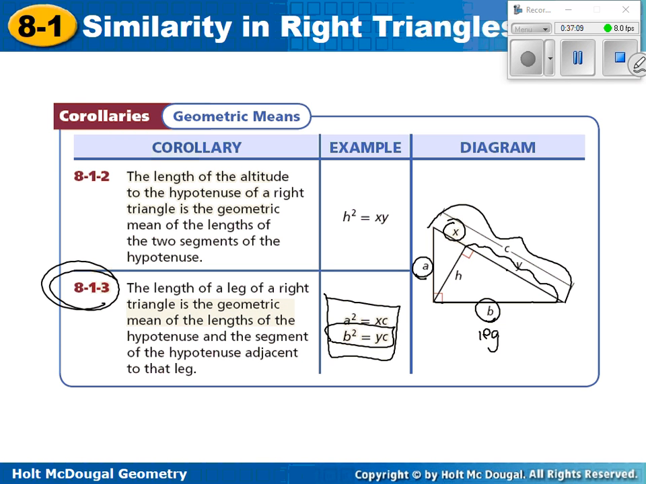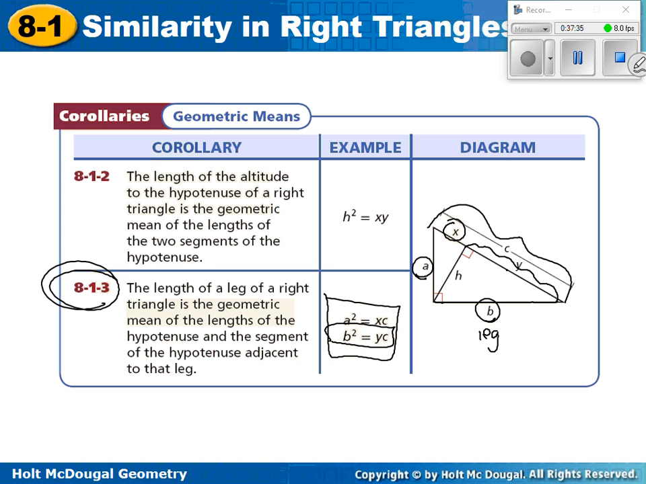So if I wanted to do this one over here, this would be the leg. It would be leg squared equals whole hypotenuse times this part of the hypotenuse. First shortcut. Second and last shortcut, I want to show you where this comes from. And again, worst case scenario, you have to go back and try to write the similarity statement and try to compare the sides. I promise you that's going to be the longest, hardest way though.